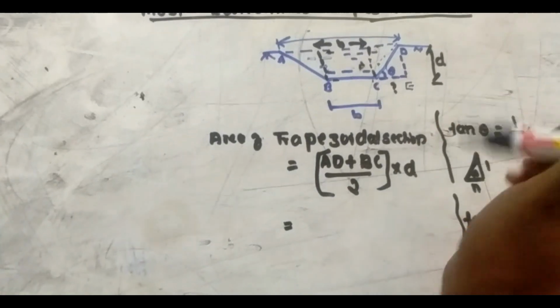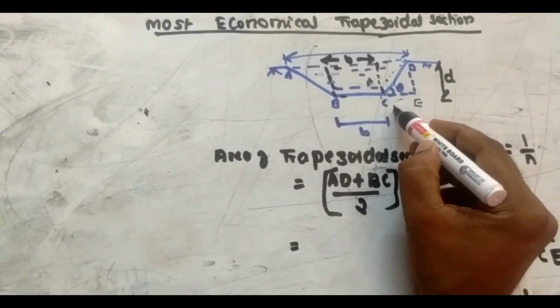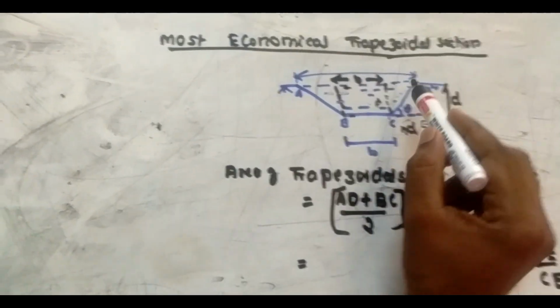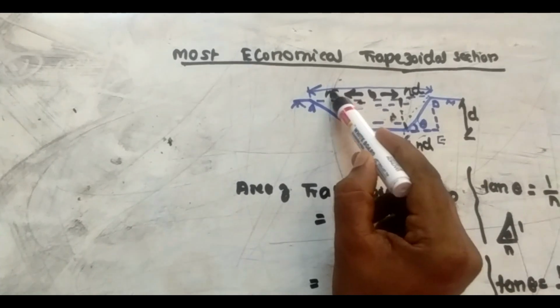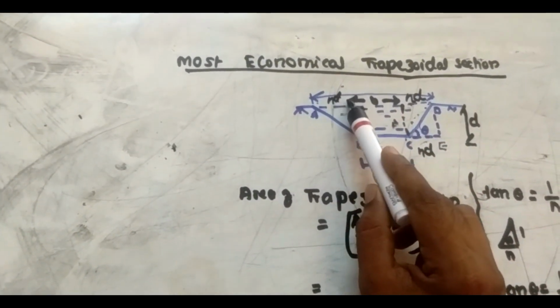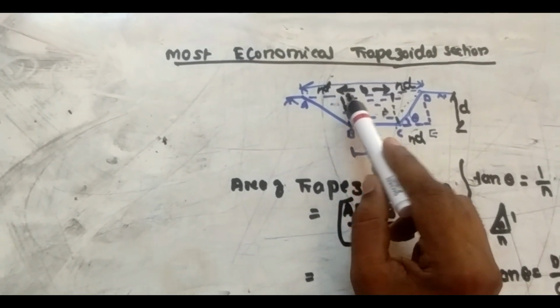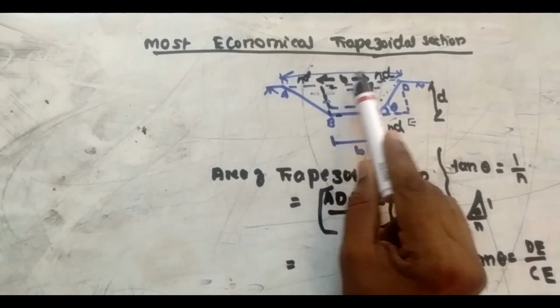This one we got it. What is the value of this one? This one's value is ND. And this one's value is ND, so this one is also equal to ND, and this one also ND. So this is ND, this is also ND, and this is also N into depth. So total AD is ND plus B plus ND.